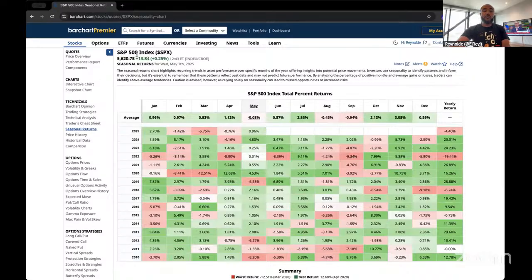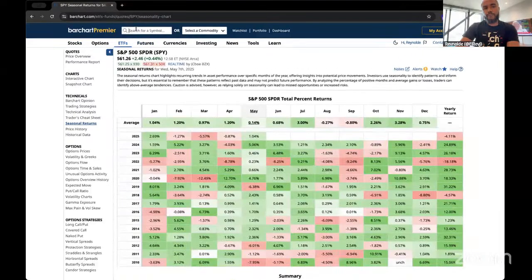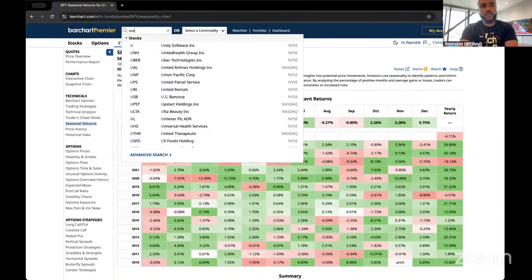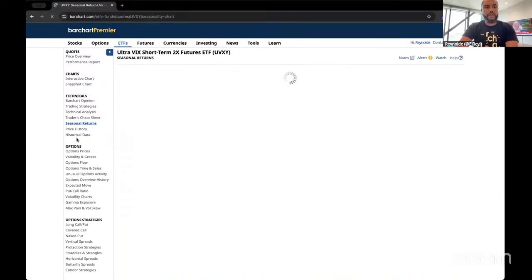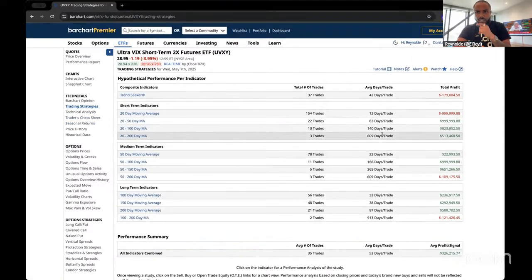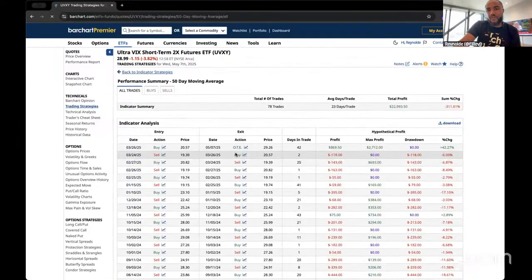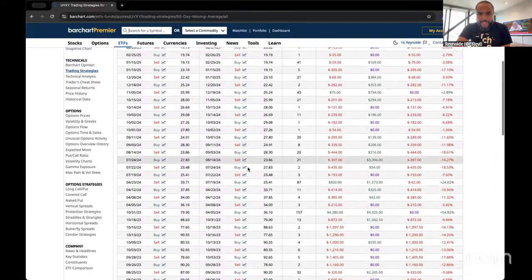Also too, if you have Barchart Premier, let's say you do want to trade these particular assets, let's take a look at the UVIX, what we talked about earlier. Let's see if we have it here, top trade alerts. So we do have the trading strategies here. So you can see different strategies that are at play. Maybe you're playing, let's say you do the 50-day moving average. Oh man, that's a lot of trades.